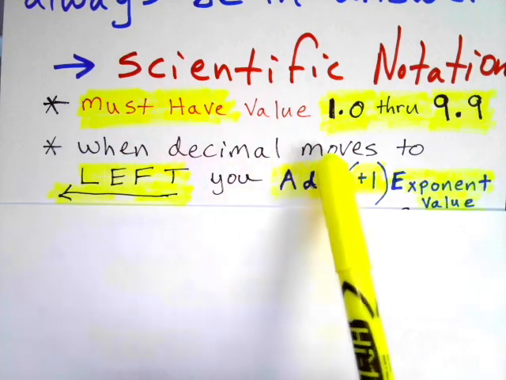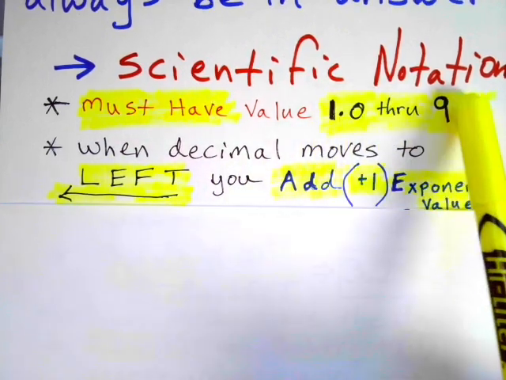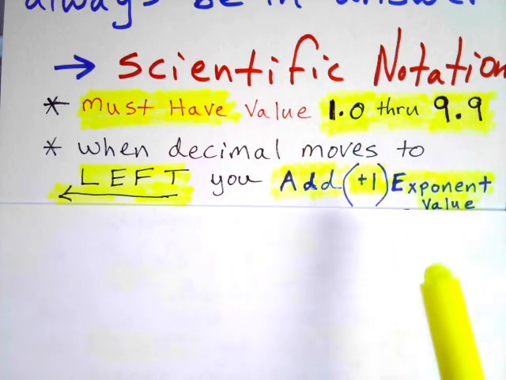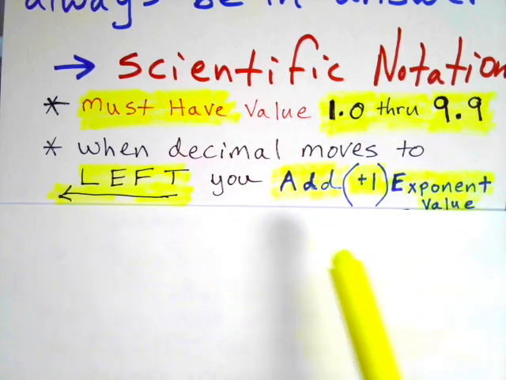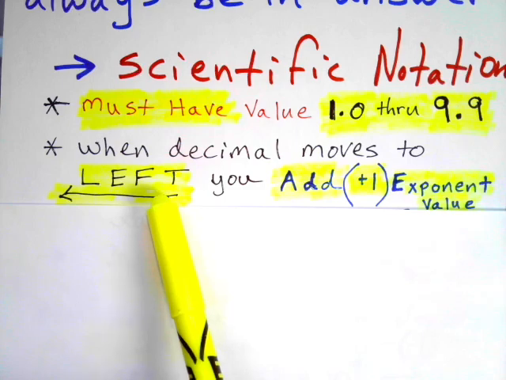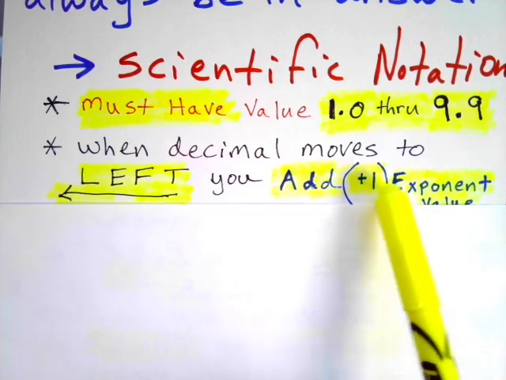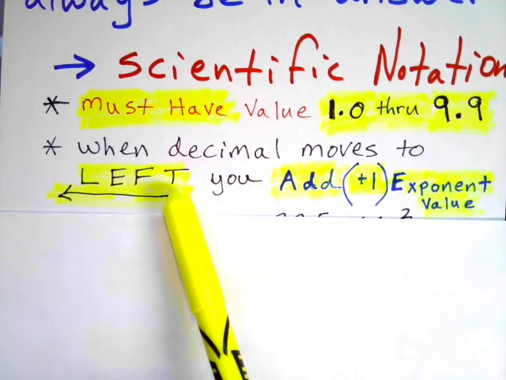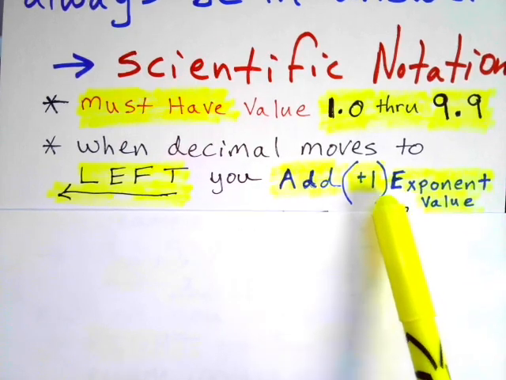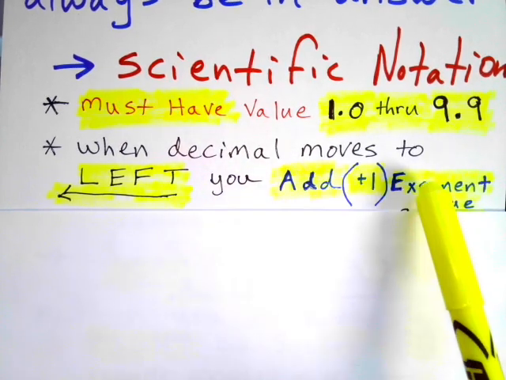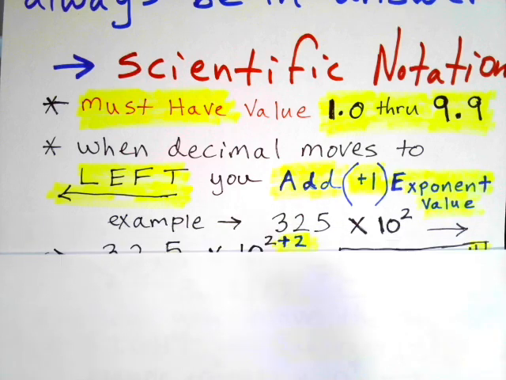So when the decimal in front of the number that's between 1 and 9.9, or any time really, when the decimal moves to the left, you add one exponential value. So one move to the left, you add one exponential value. Two moves to the left, you add two exponential values. Let me show you an example.